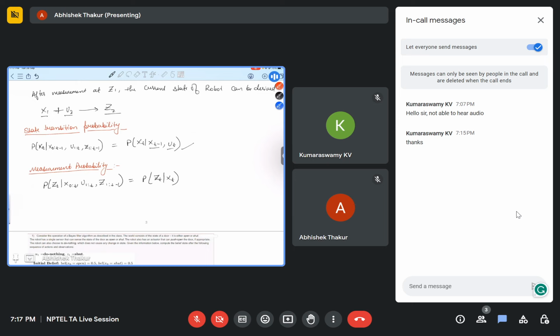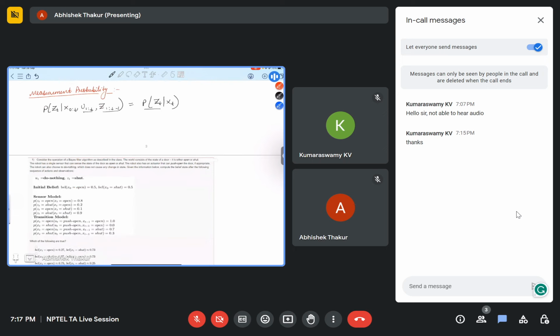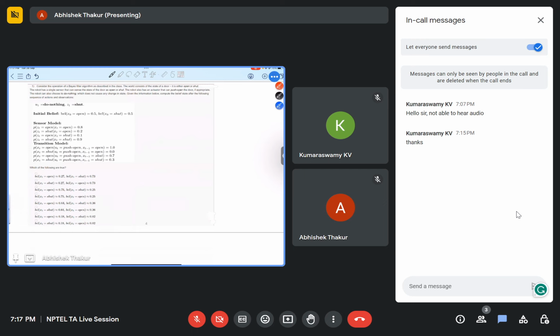Similarly, the measurement probability zt does not depend on the actions from 1 to t and also the previous measurements. So we can simplify it as p of zt given xt. The remaining part, all the other formulas and derivations, you can see in the lecture.